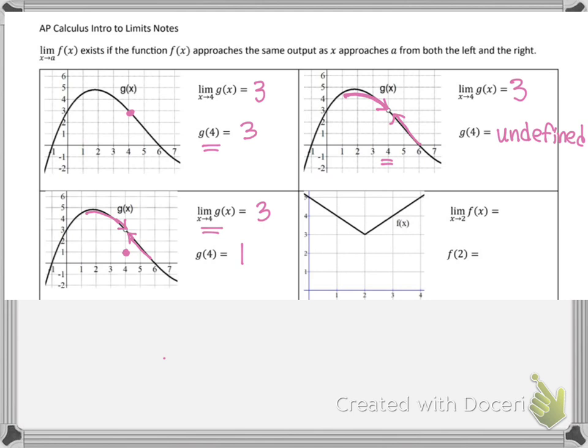Okay, next graph. It's an absolute value function, f of x. So we want the limit as x approaches 2 of f of x. Approaching 2 from the left and the right, does the graph approach the same output? It does. It approaches an output of 3. So the limit as x approaches 2 of f of x is equal to 3. Now, this is asking for the output of the graph at 2. The output of the graph at 2 does equal 3.